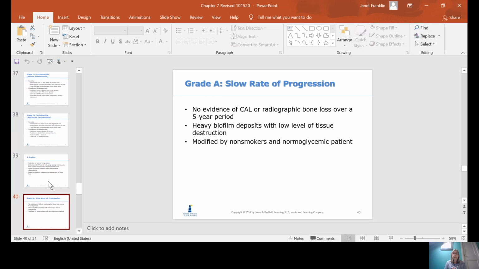We don't always have 5 years of radiographs available. So there's a backup plan for when you don't. In fact, there's a lot of times you're going to see a patient for the first or second time, and maybe they haven't been to the dentist in 10 years. Maybe they didn't have radiographs taken for a long time. I mean, there's a lot of reasons, and in clinic especially, why we won't have radiographs available. Heavy biofilm deposits with low level of tissue destruction, and then modified by non-smokers and normal glycemic patients.